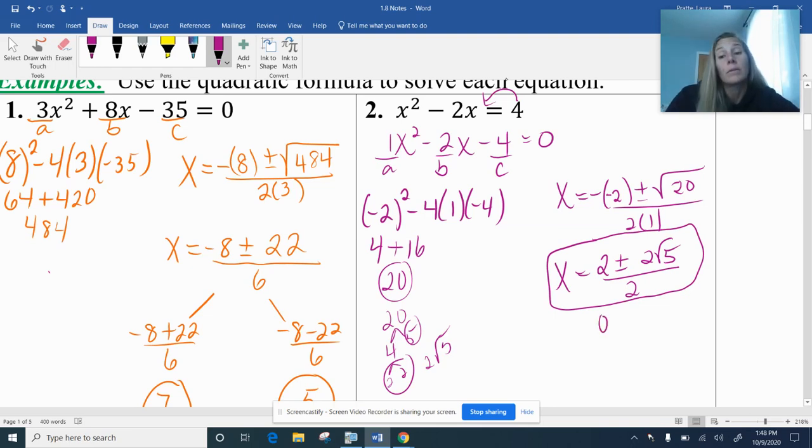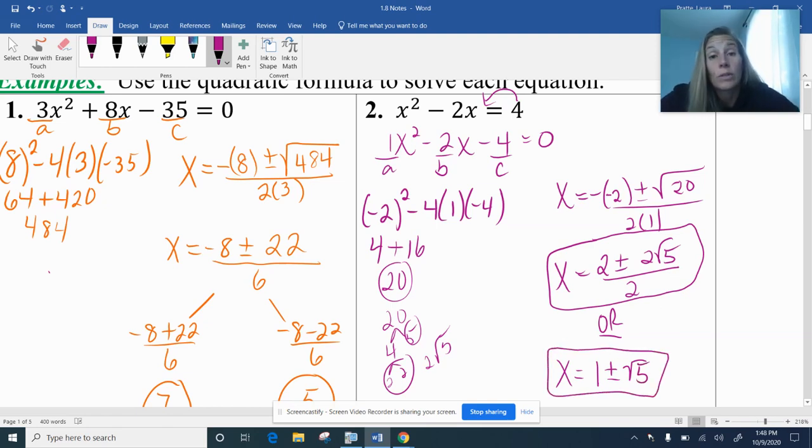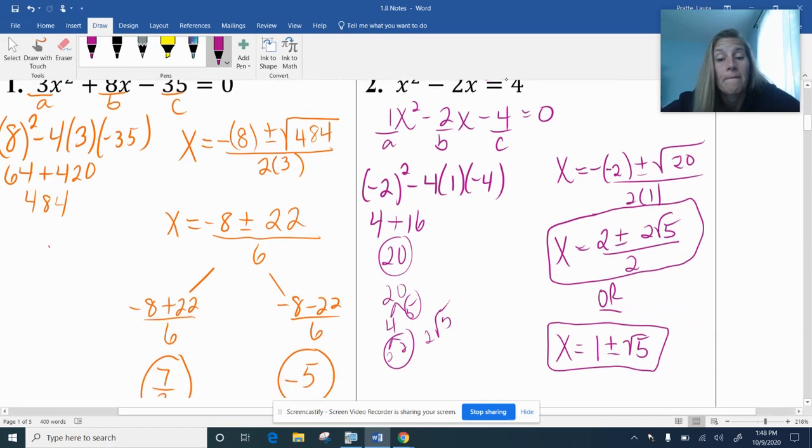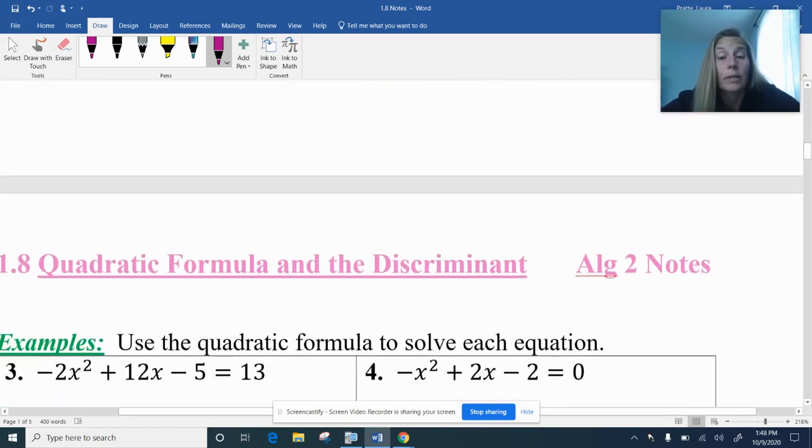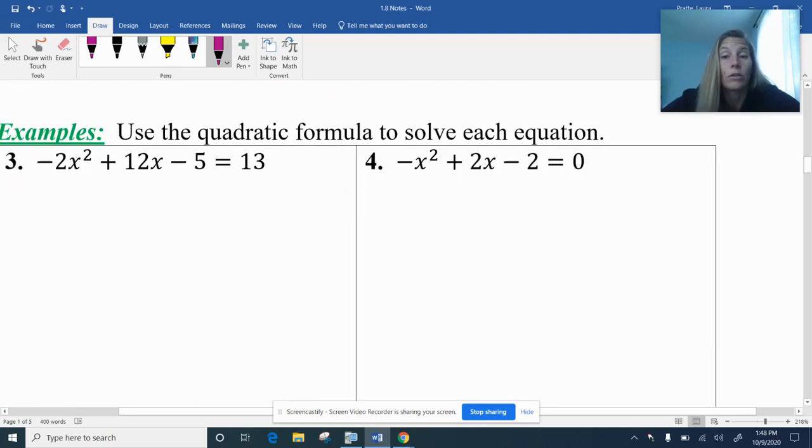However, sometimes you may see this simplified. So 2 divided by 2 is 1. And over here, the 2's can cancel out as well. So you could just end up with 1 plus or minus radical 5. So that really should be your simplified answer. If you're doing a multiple choice, that's what you would be looking for. All right, so those are both examples with positive discriminants and how that worked out to find our 2 solutions.